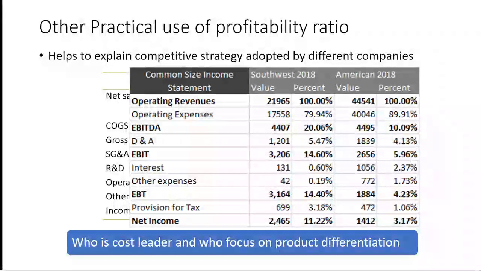Southwest is much more efficient compared to American Airlines. American Airlines has a revenue of 44 billion dollars compared to 21 billion dollars of Southwest, but the net income of Southwest is better at 2.4 billion compared to 1.4 billion of American Airlines, and that's why Southwest is considered the best in terms of efficiency. So the ratio analysis helps to establish that factor easily in quantitative measures, right?